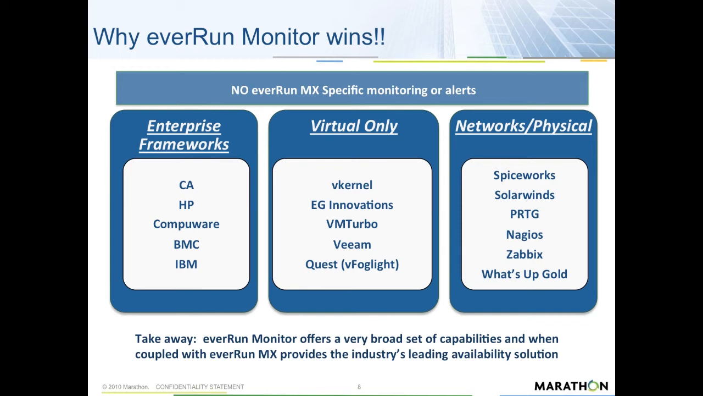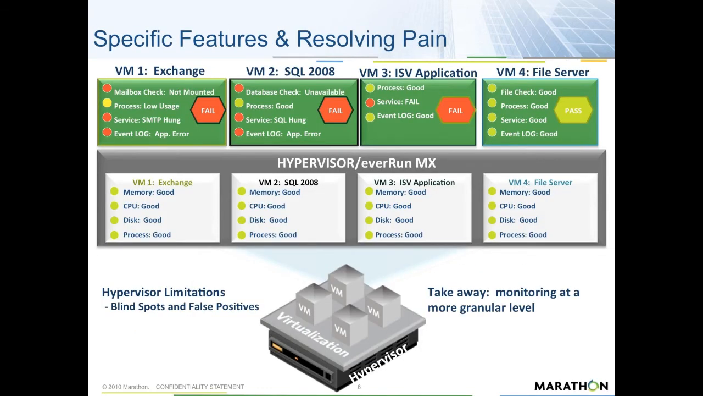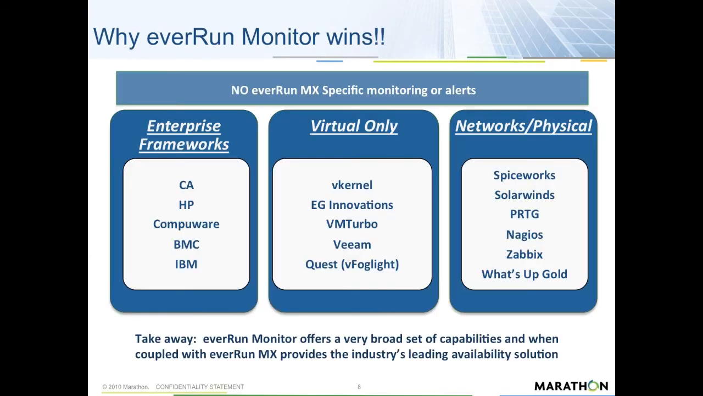You've got your virtual only solutions. This is where your vKernel, EG Innovations, VM Turbo, Veeam, and Quest vFoglight, all these solutions are excellent in their own right. And there'll be customers out there that they work for. And from an MX perspective, only EG Innovations is actually supporting Xen. So that's a problem straight away for some of these guys. But if you think about what these guys are doing, they fall into that classic case here, where they're looking at the hypervisor. They're just not inside the virtual machine. They don't have the ability to tell you what's happening in there.